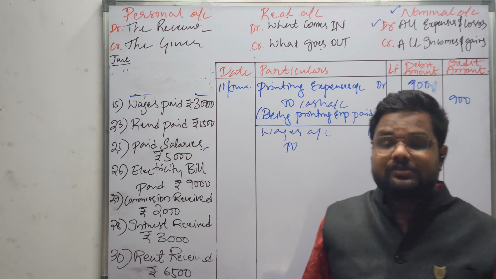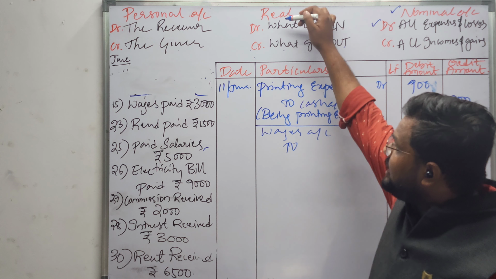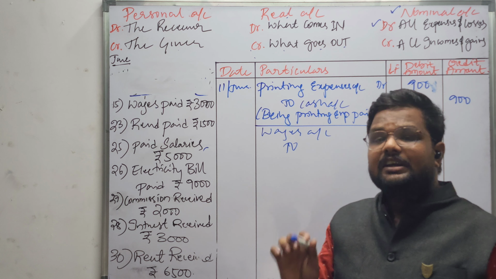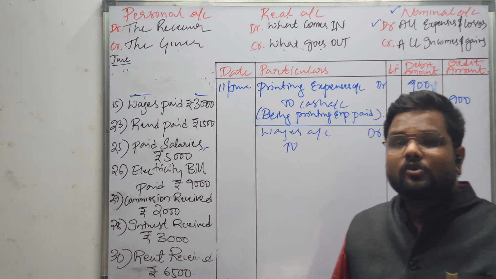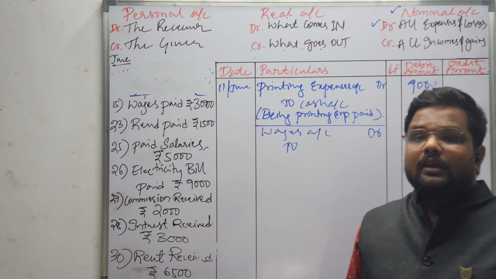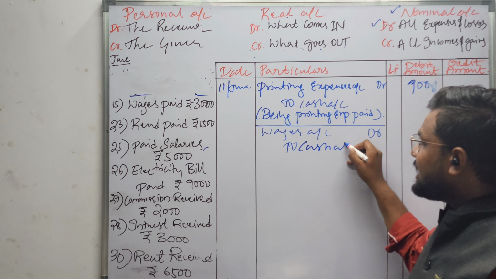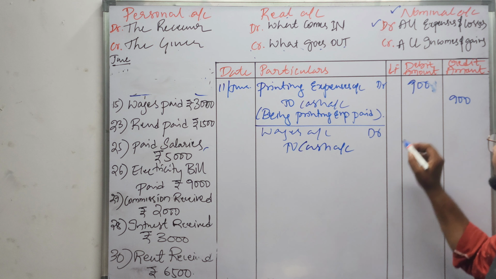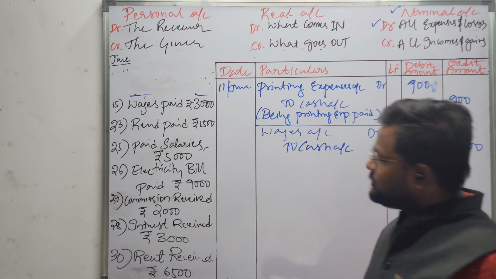That is, cash is going out of the business. So, according to the real account credit rule, what goes out? Credit what goes out. Now, what is going out whenever you are paying the wages? That is, cash is going out. So, cash account. How much is the amount given there? 3,000. So, I have written the amount also.